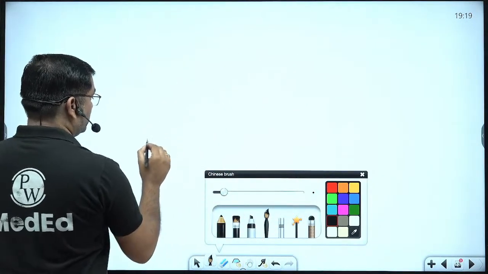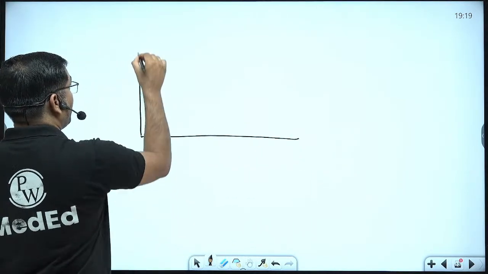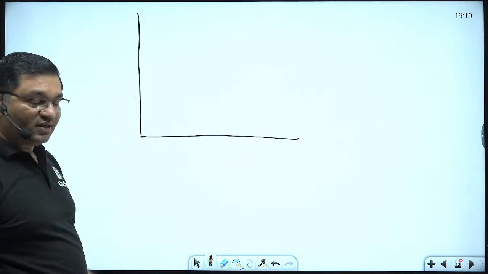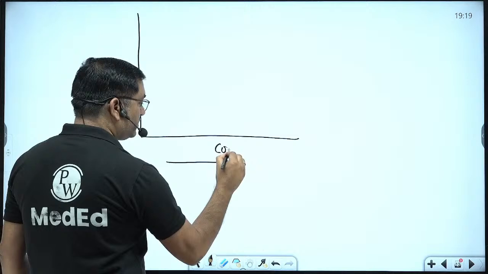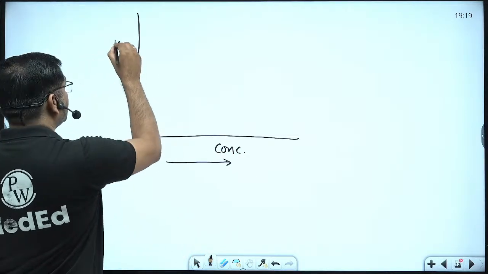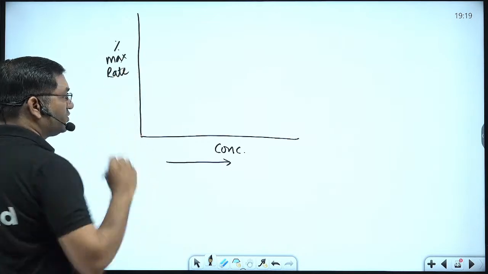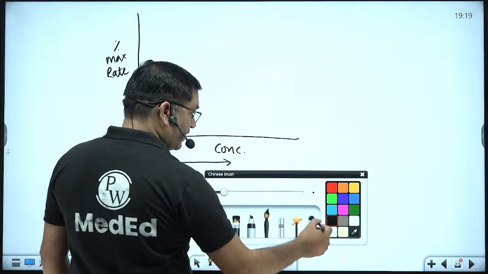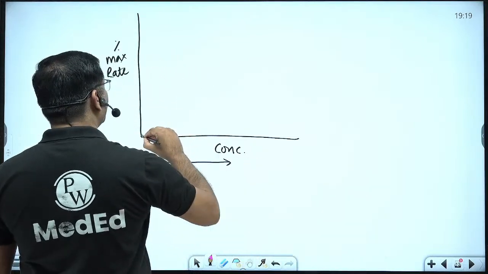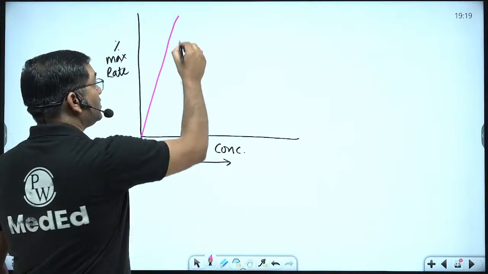Now see, this is a graph. This is percent maximum on the y-axis and this is the concentration, percent maximum rate of absorption. So in case of simple diffusion, you will get a straight line. So it is not carrier mediated transport, it is simple diffusion.